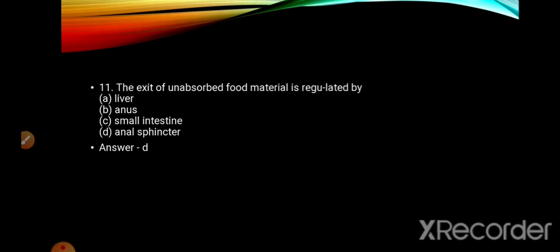Anus is not a correct answer, small intestine is not a correct answer, anal sphincter. So what is the function of anal sphincter? An anal sphincter is a group of muscles at the end of the rectum that surrounds the anus. It controls the release of stool, thereby maintaining continence.